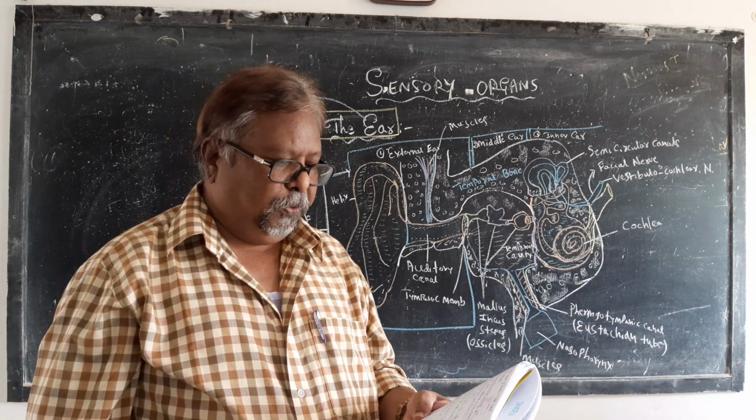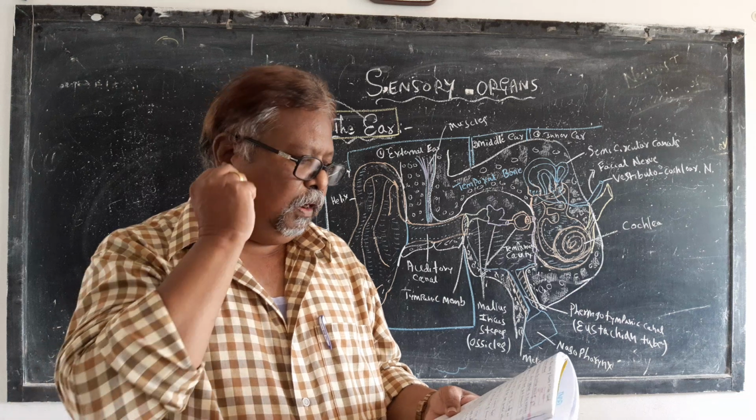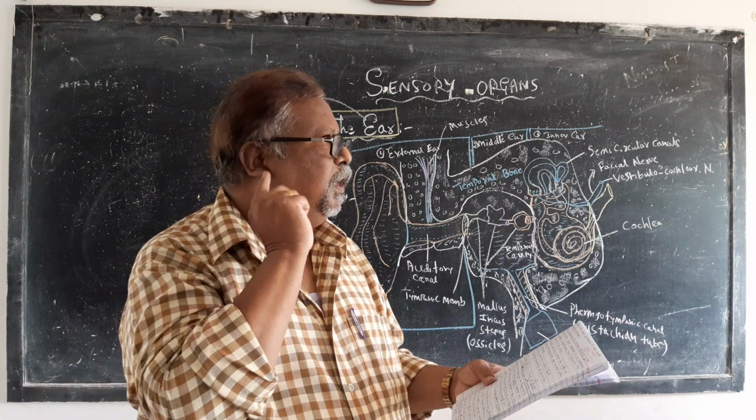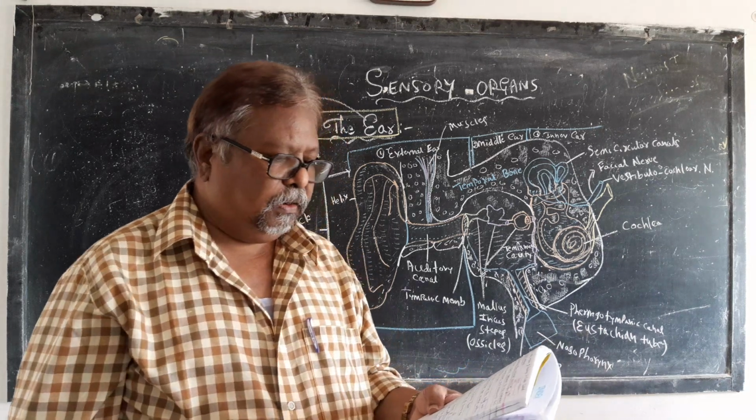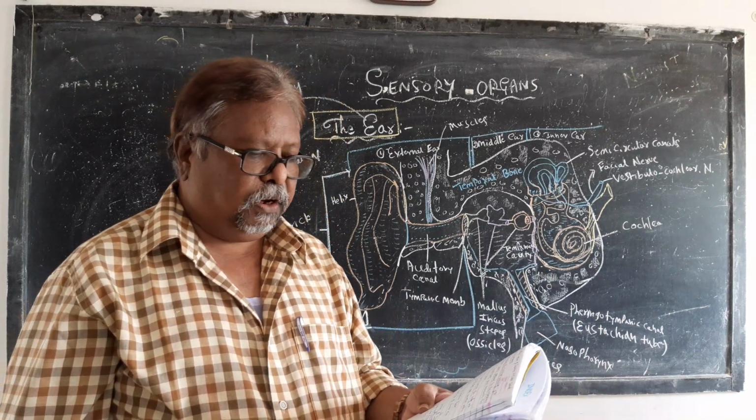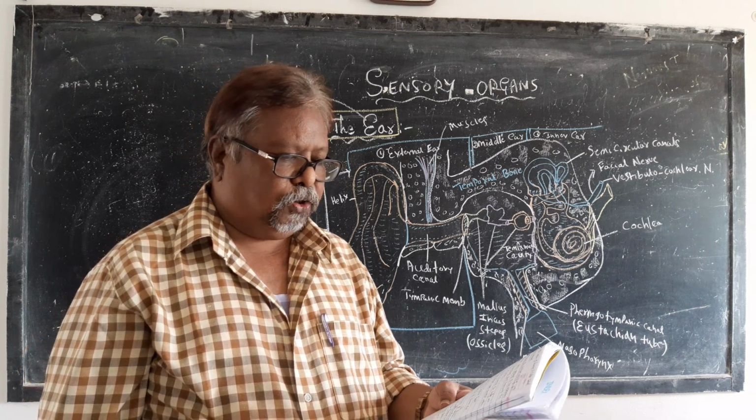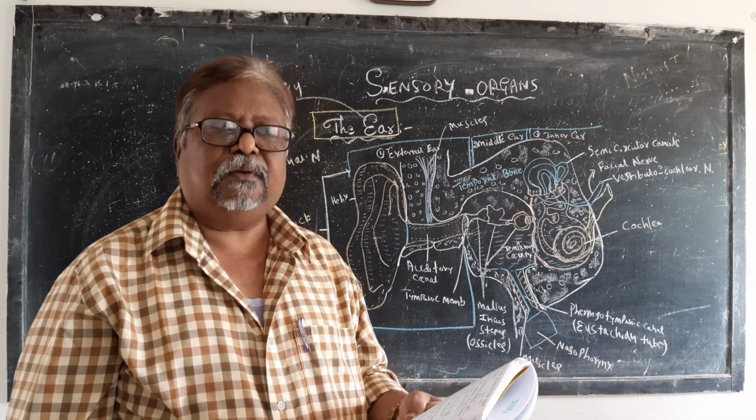Then the lobule is the soft part. This is the lobule. It is a very soft part present at the lower part of the auricle, composed of fibrous and adipose tissue and a rich supply of blood vessels.